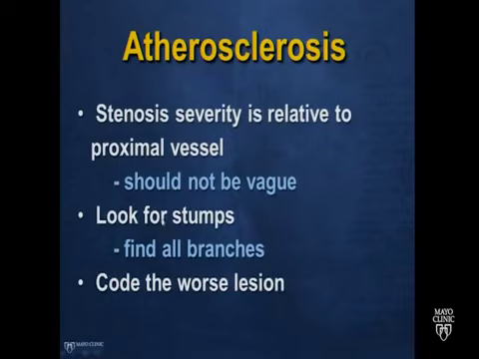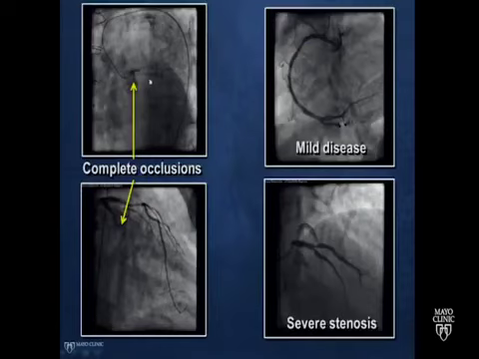You should look for stumps. Be sure that if there are areas of radiolucency, it's not because there's an artery that's blocked in that area, and always code the worst lesion for the vessel. So I think most of you have seen these before.